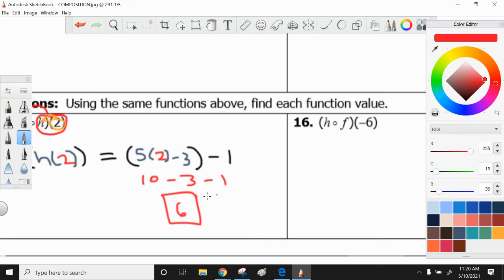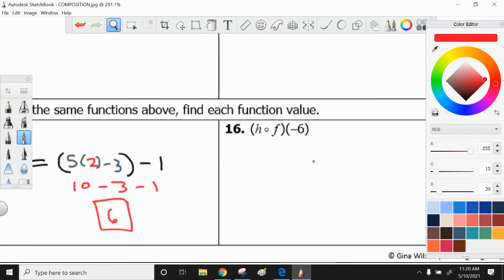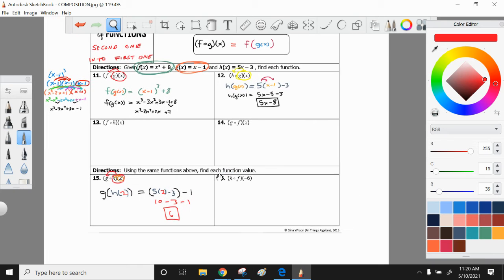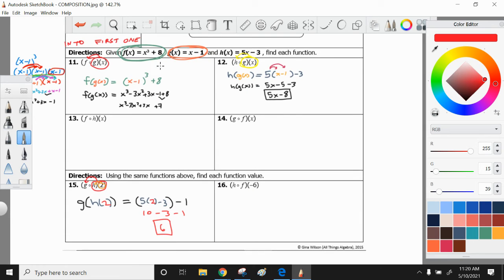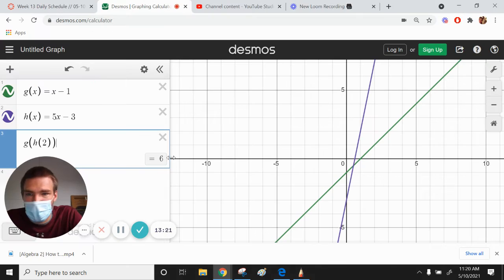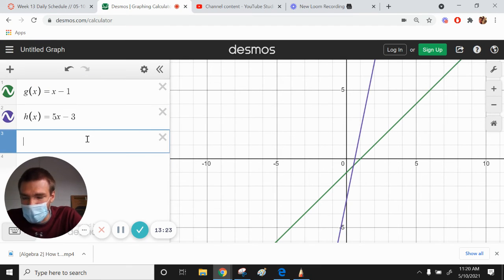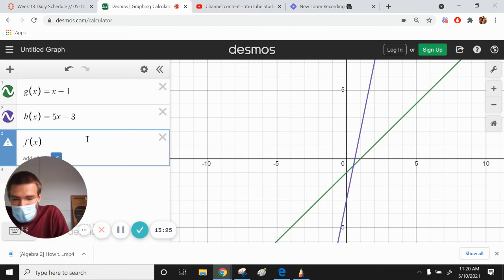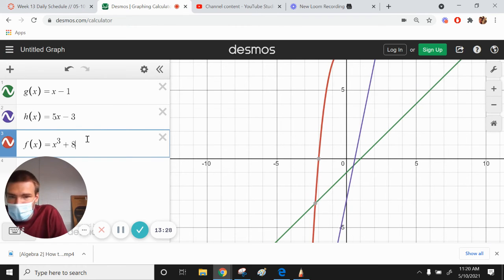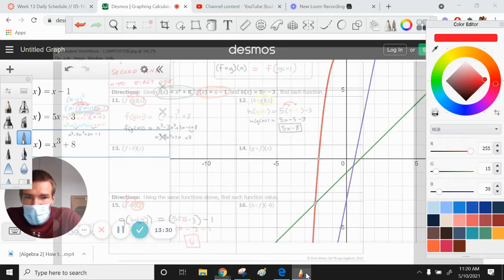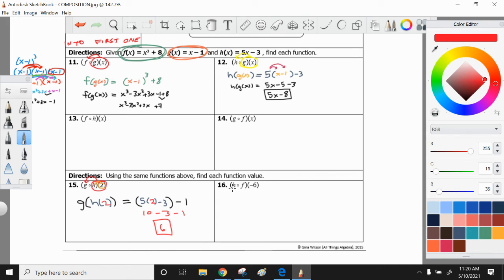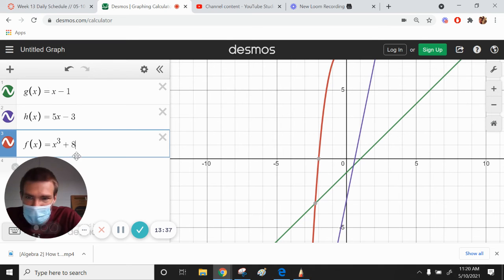So Desmos is going to be way, way, way easier, right? If I was going to do number 16, I absolutely would not try to do it on paper. I would do it in Desmos. Now, Desmos doesn't even know what H or what F is, which is x cubed plus 8. So I would need to go over here. Need to make sure Desmos also knew that f of x was x cubed plus 8. And then I would need to make sure to ask it f parentheses, h parentheses, f parentheses, negative 6.